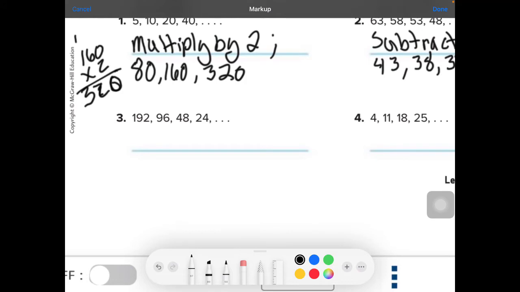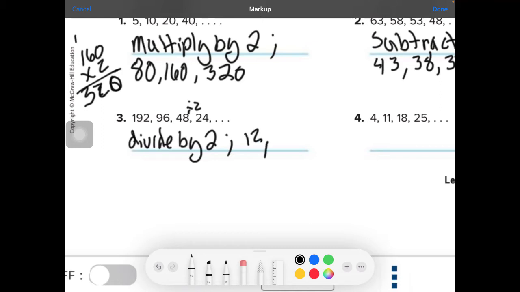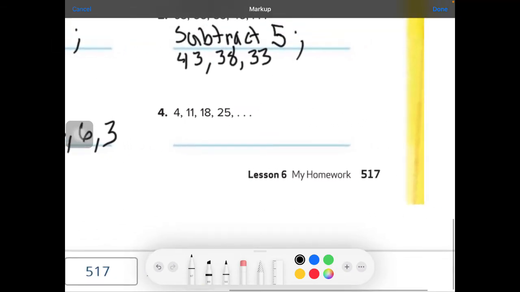Number 3, let's see if we can figure out the pattern. Okay, that's a pretty big number, but it gets drastically smaller and then drastically smaller. And I know these 2 numbers, that is being divided by 2. I recognize that pattern. So I'm betting that's going to be our answer. And 24 divided by 2 would be 12. 12 divided by 2 is 6. 6 divided by 2 is 3. Oh, I wish they were all nice like that one.